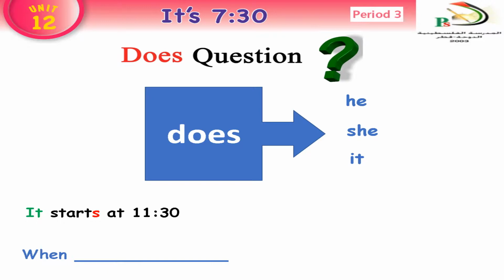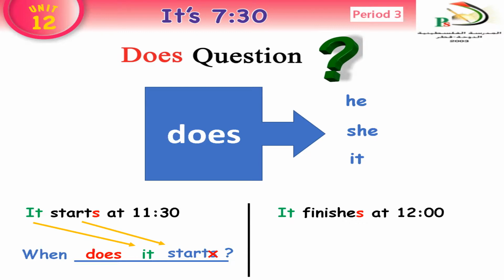But when I want to make the sentence a question, when does it starts? Is it correct to say when does it starts? No. After does, I will use it. Then I will write the verb. Do I write the verb with s? No, it's wrong. I will take out the s. Why? Because here in this question we have does. So if we use does, we take out the s.